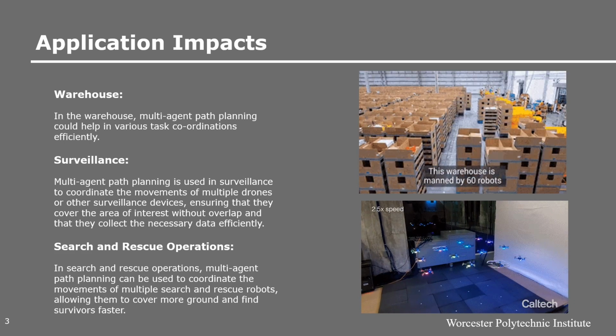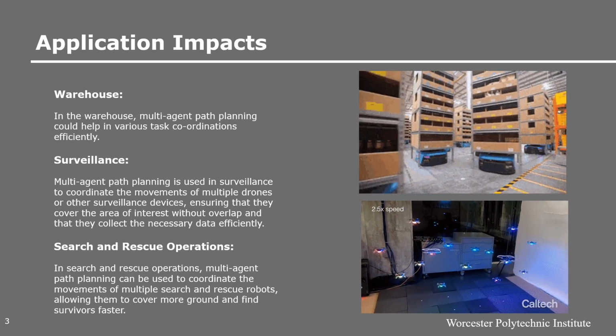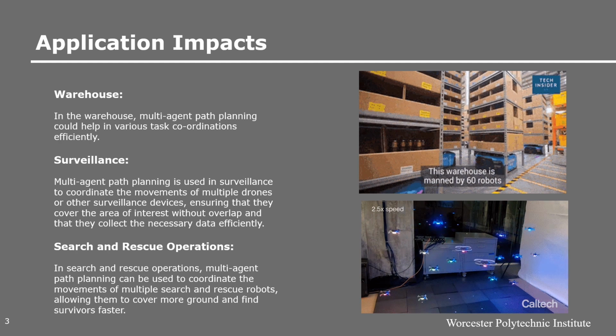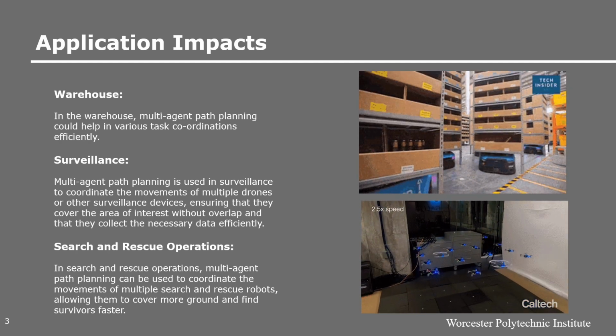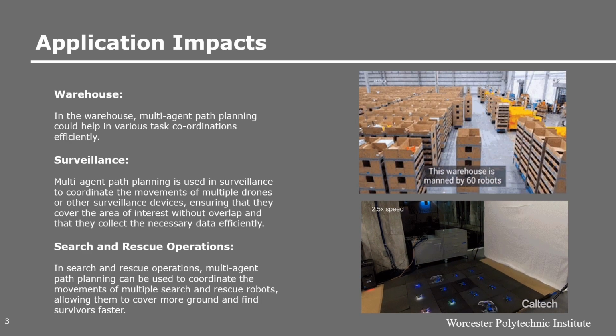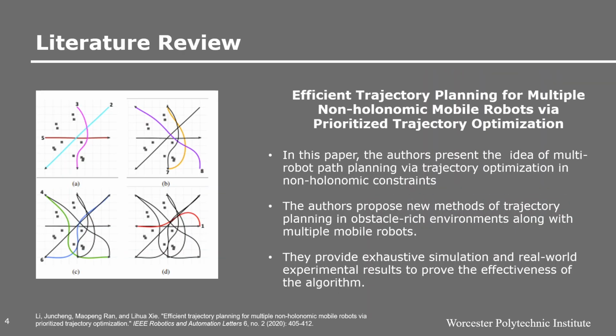Rescue and search operations. In search and rescue operations, multi-agent path planning can be used to coordinate the movement of multiple search and rescue robots, allowing them to cover more ground and find the survivors faster. Further, now we will gather some literature review that is required for our project.